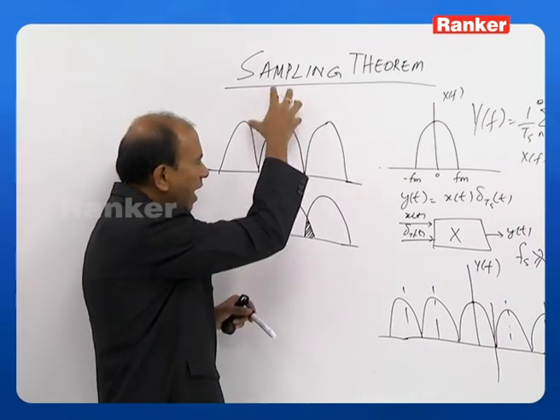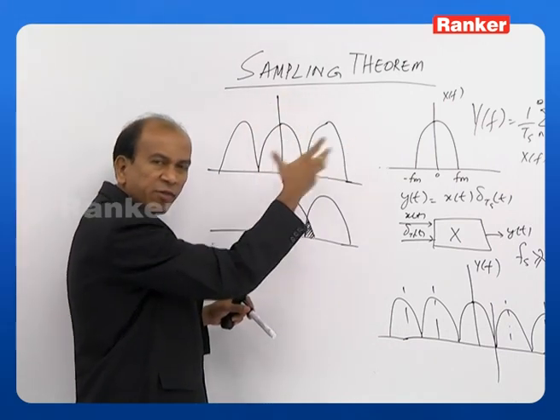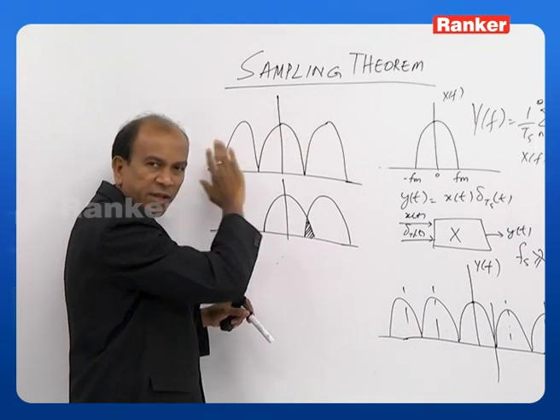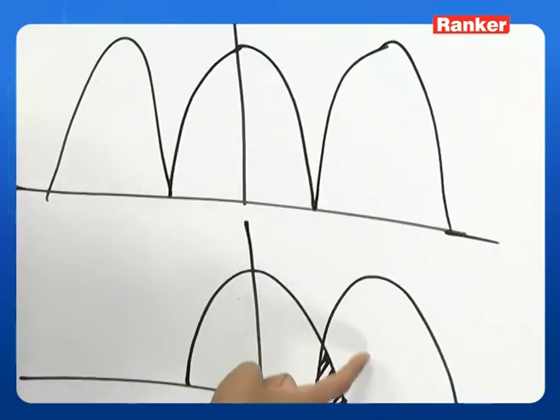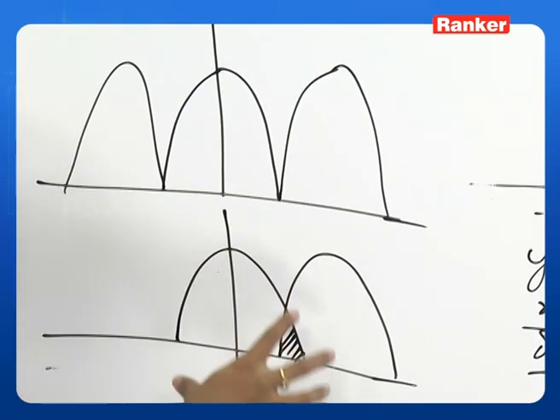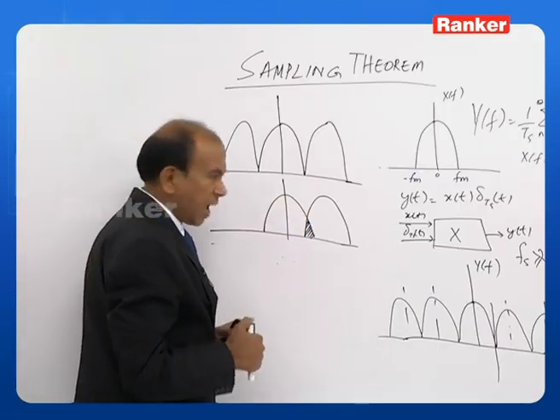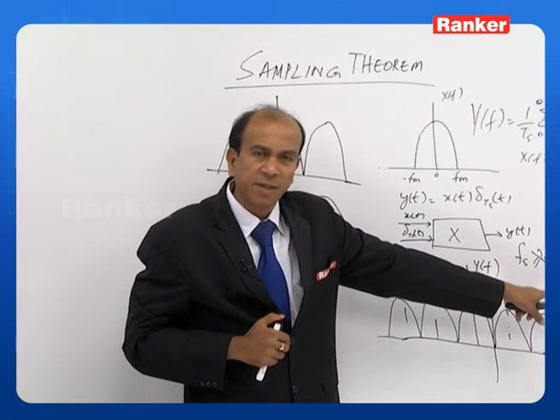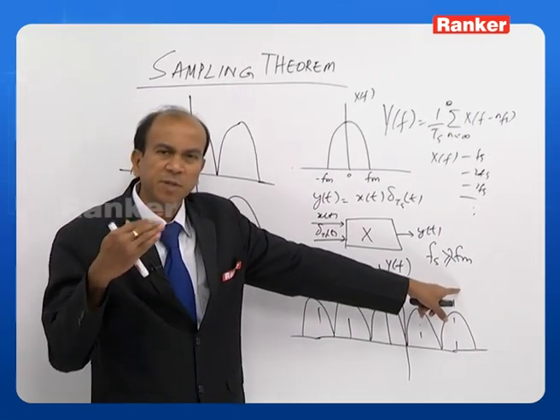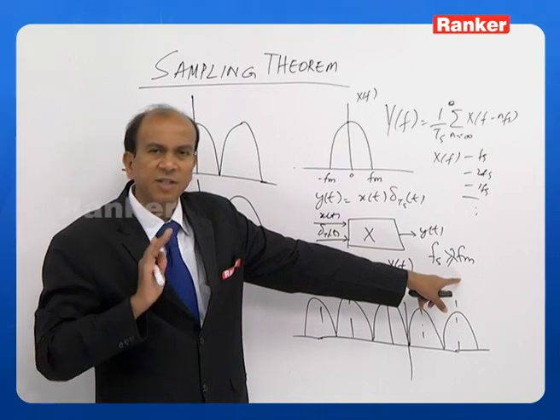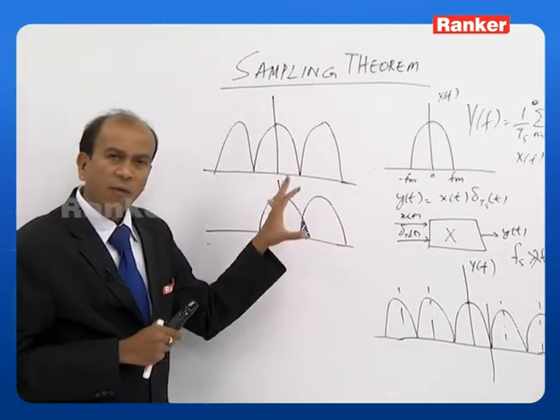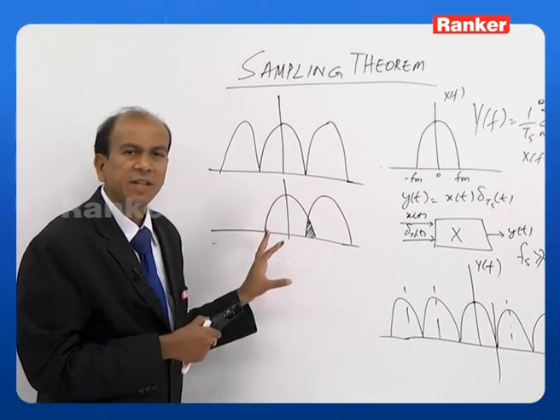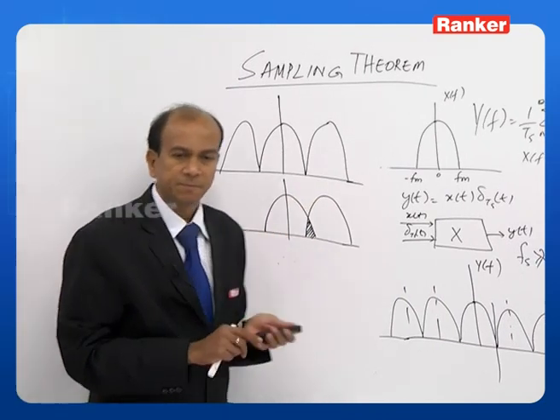If you see here, I can actually take out one, that is my x of f. From that x of f, I can calculate x of t using inverse Fourier transform, isn't it? But when this happens, what is happening here? There is a overlap. This overlap is because I am not following what the sampling theorem says. Sampling theorem says Fs must be greater than 2 Fm. If that condition is not satisfied, there will be a overlapping. So, when overlapping happens, recovery of the signal becomes difficult.